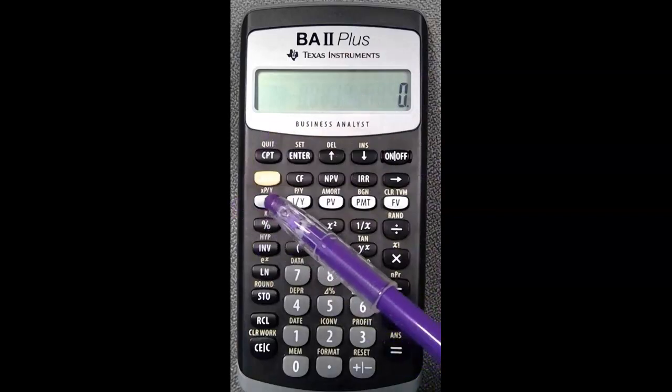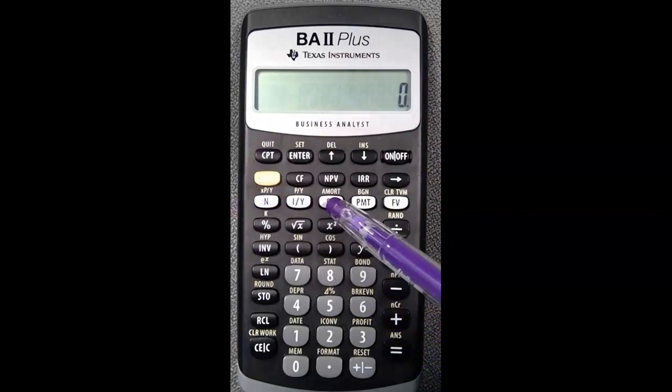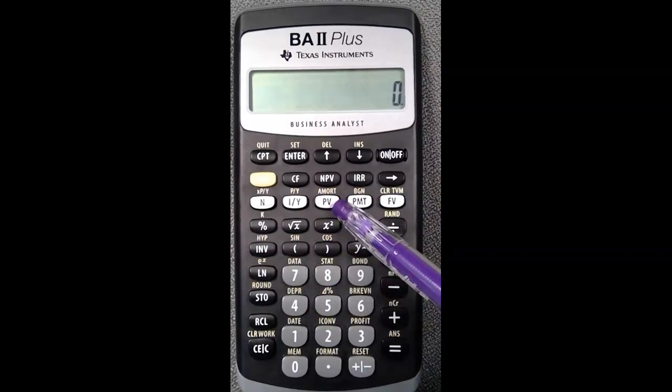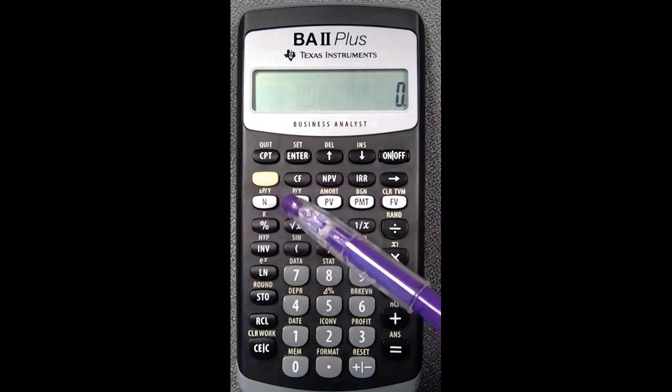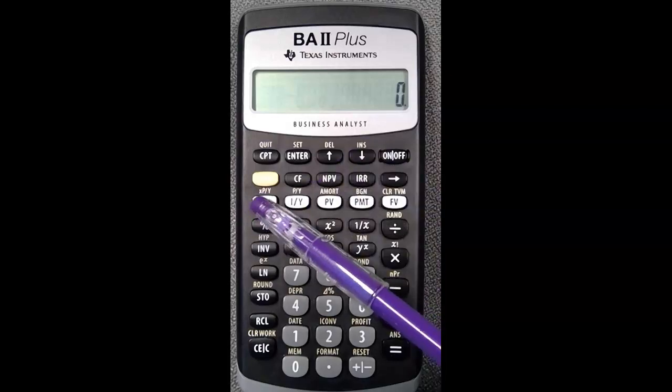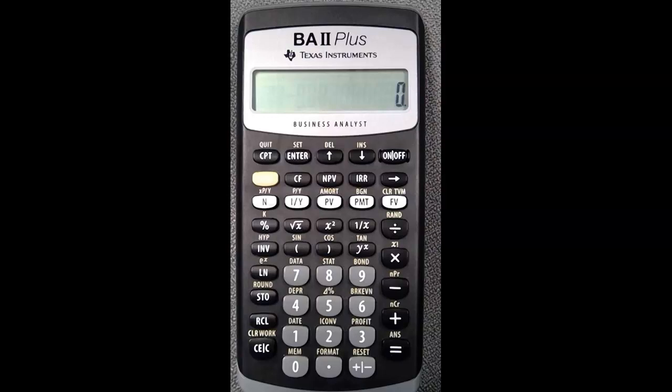So the TVM keys are the N, I/Y, PV, payment, future value. So this is present value, PV, future value, payment, interest, right? The Y part we don't really need to worry about, just the I for interest. And then N is the number of periods in the payment, like how many payments and how many years, that kind of thing. Okay, so question number 5.